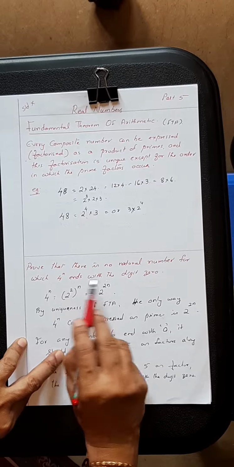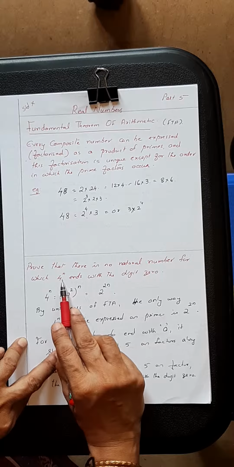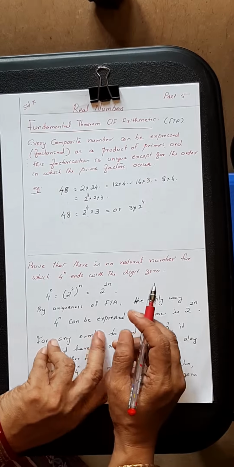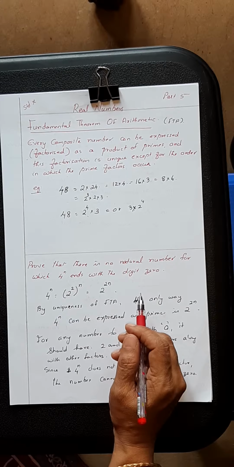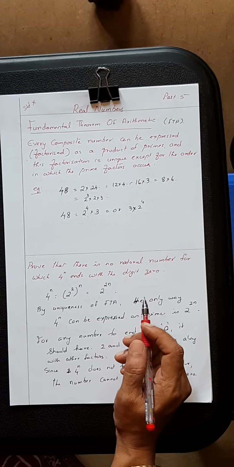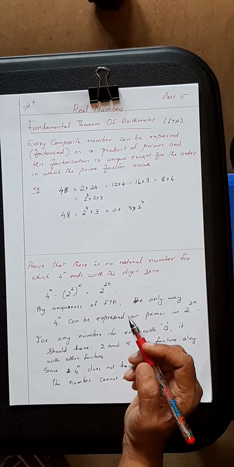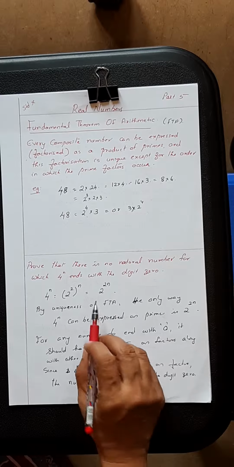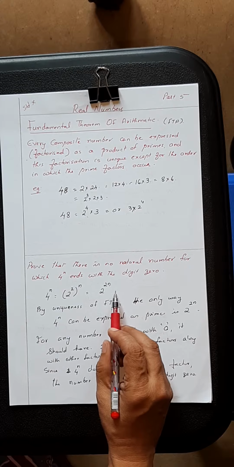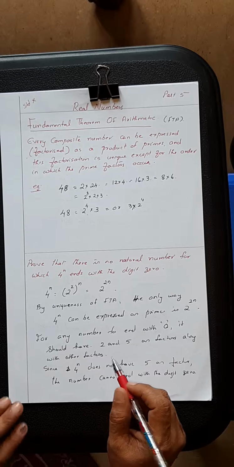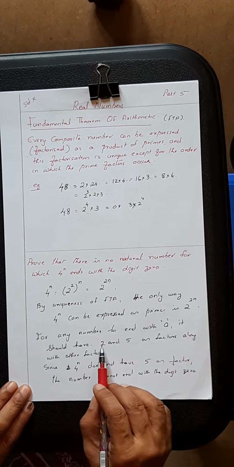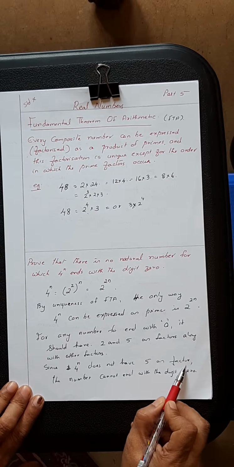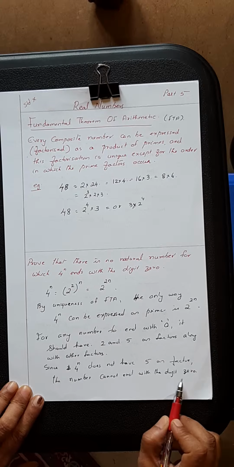But here we have to find whether this can end with the digit 0. For any number to end with 0, you should always have 2 and 5 as factors in that number, because 2 into 5 will be 10. You can have other factors also, but definitely you should have the factors 2 and 5 for any number to end with 0. But we have only 2 here, we do not have 5. So the number cannot end with 0. Since this does not have 5 as a factor, the number cannot end with the digit 0.